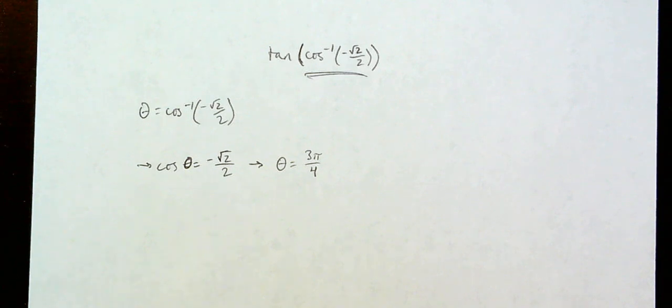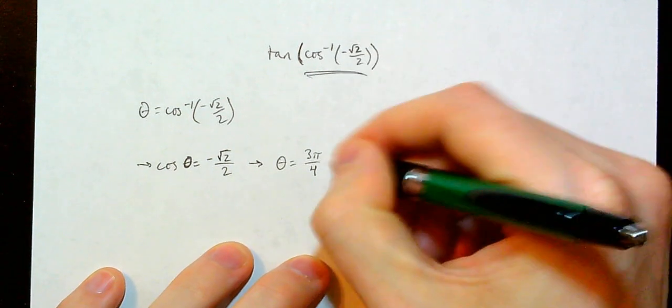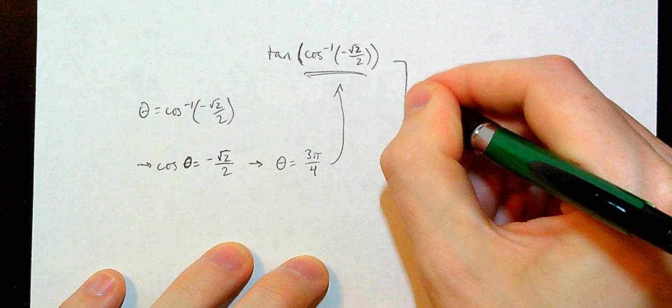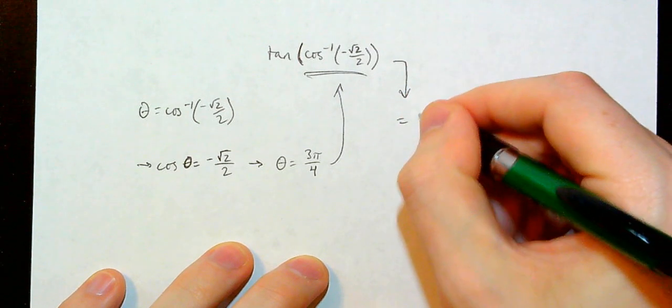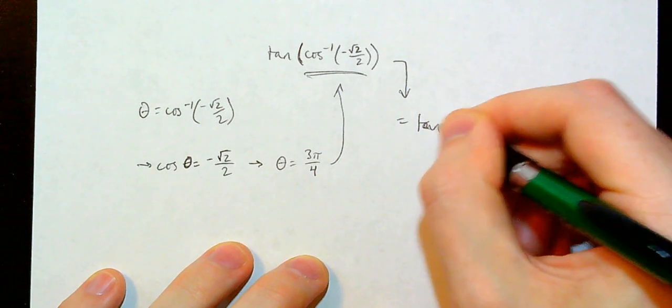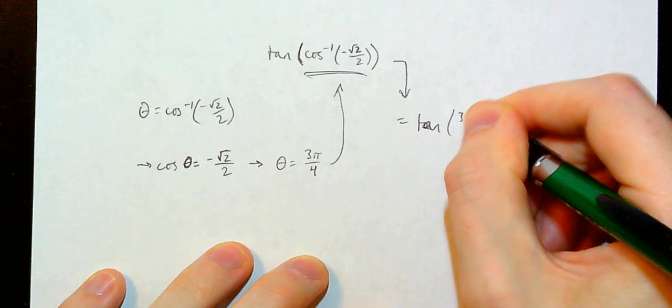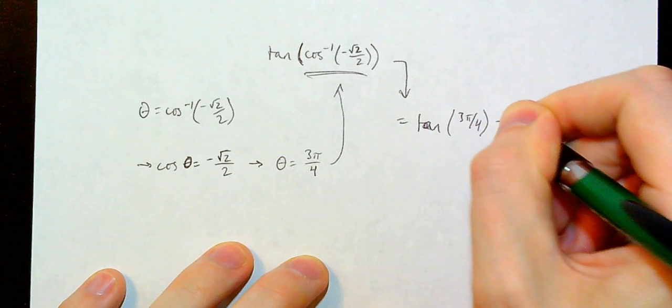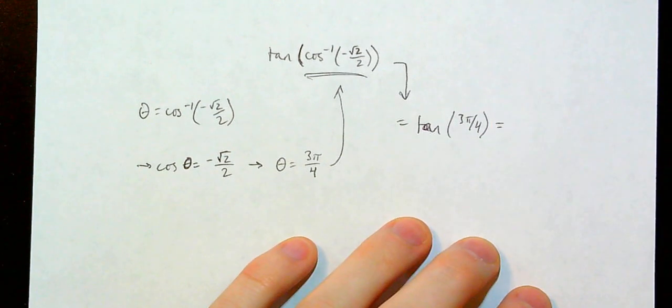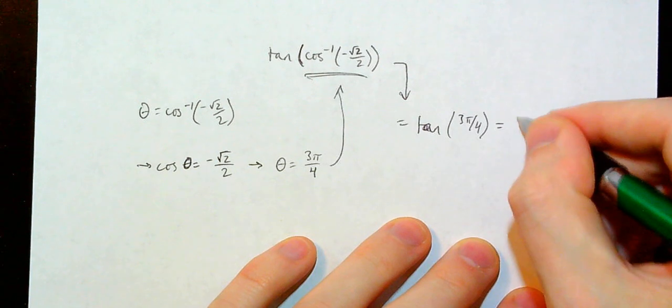Pi over 4 would get me positive radical 2 over 2, but to get minus radical 2 over 2, I would need 3 pi over 4. So this angle gets plugged in there, and this is going to equal the tangent of 3 pi over 4. And 3 pi over 4 in terms of degrees is 135.